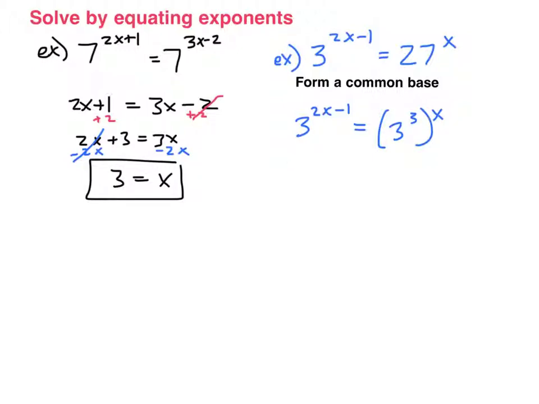So we have 3 to the 2x minus 1 equals 3 to the 3x. Now that their bases are the same, we can set their exponents equal to each other. Also, just for future reference, be careful. If this had something else attached to it, like a minus 2, you'd have to distribute the 3 to everything. But here we have 2x minus 1 is equal to 3x. Subtract 2x from both sides to get negative 1 is equal to x.